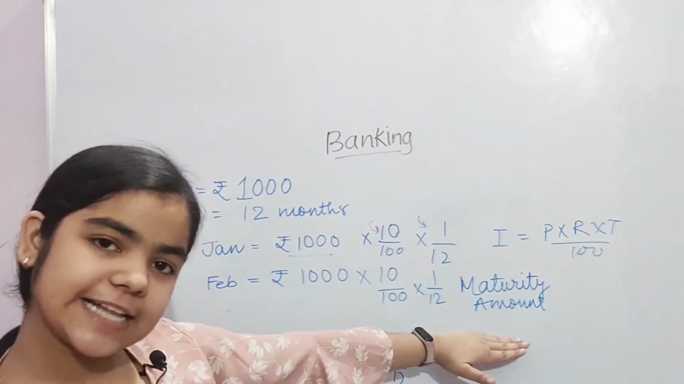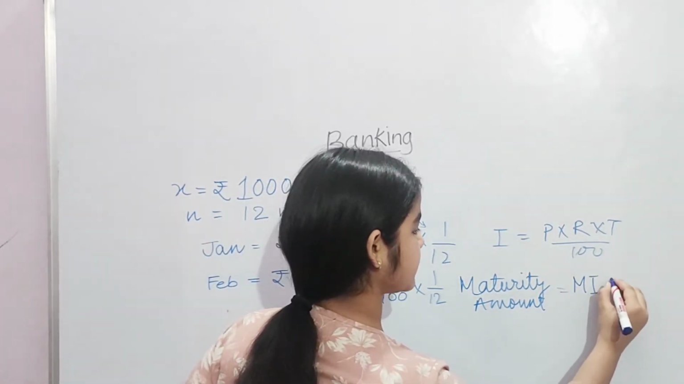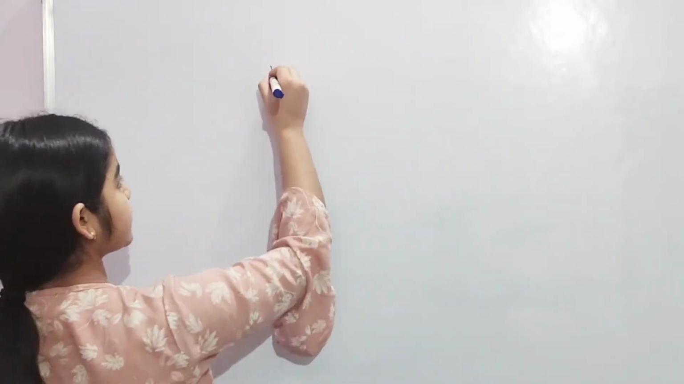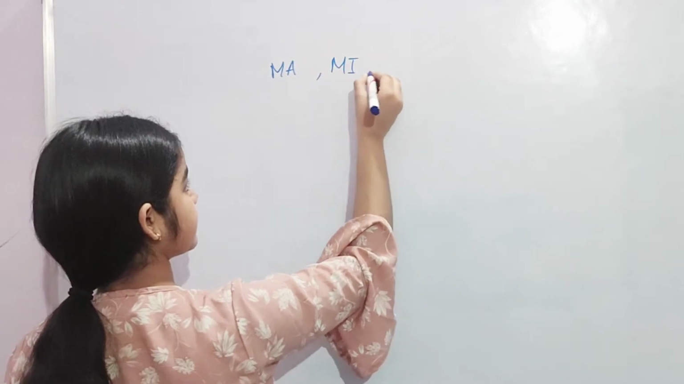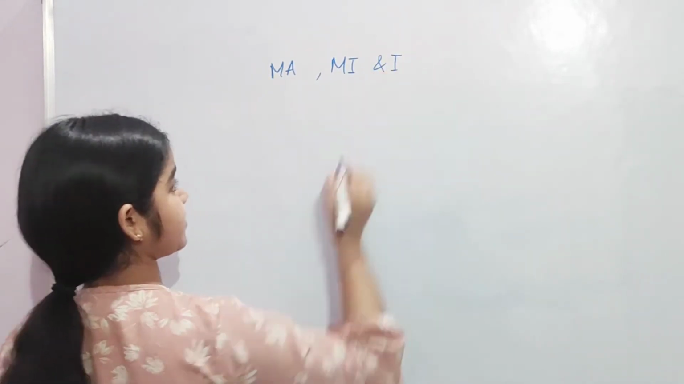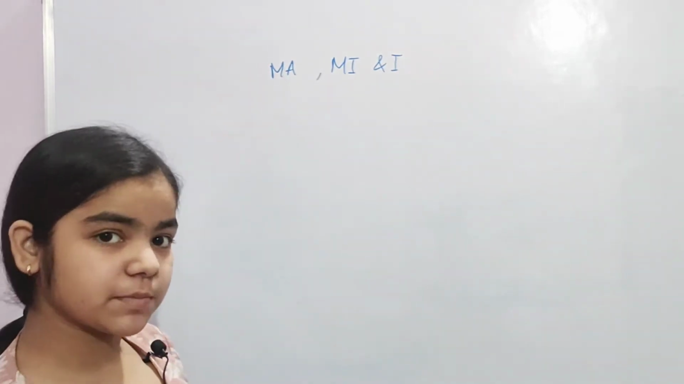Means the amount which has been matured. Now, how will you calculate it? You basically need to sum up monthly investment and interest. So now we know three terms. Maturity amount, monthly investment, and interest. That means if you sum monthly investment and the interest, you will find the matured amount.